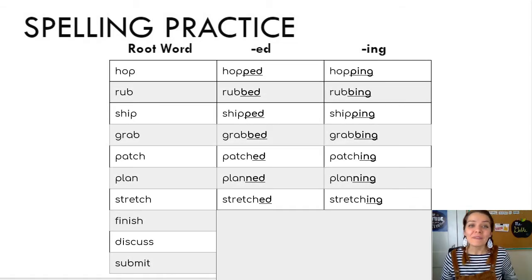And now we have another word that's an exception, stretch. There are already two consonants on the end of stretch, C-H. So we're not going to double any letters. We simply add the suffix ed and ing. So type stretched and stretching on your document. Stretched and stretching.